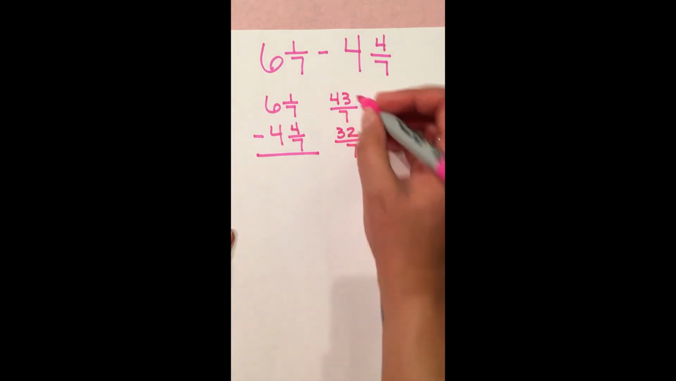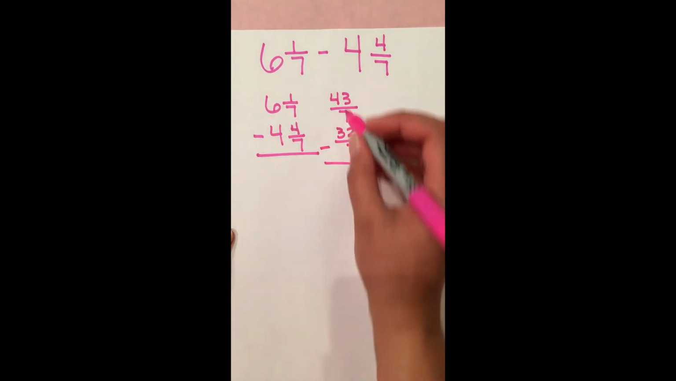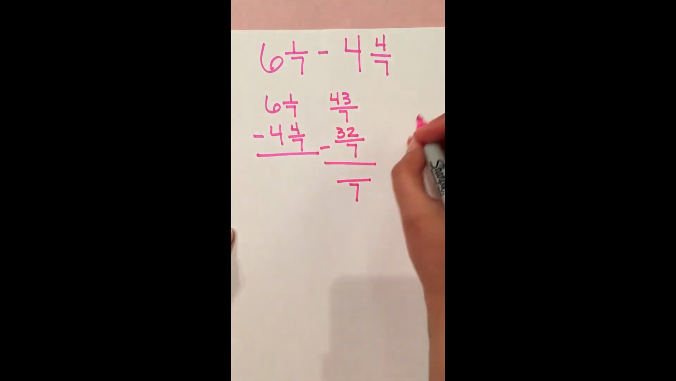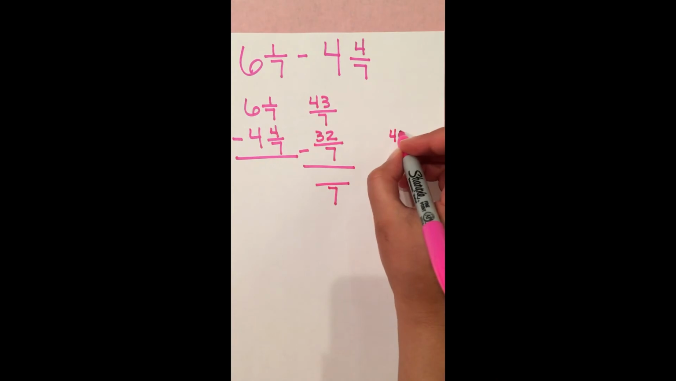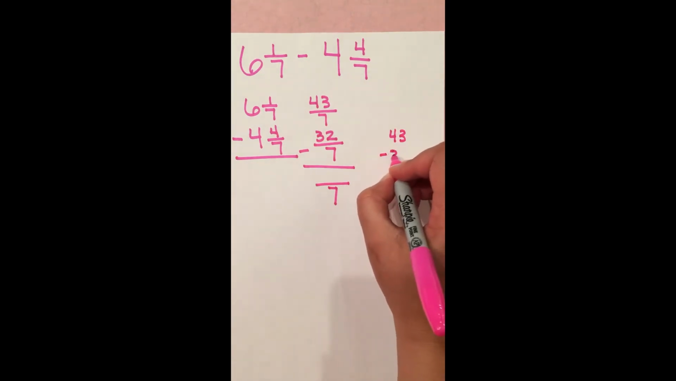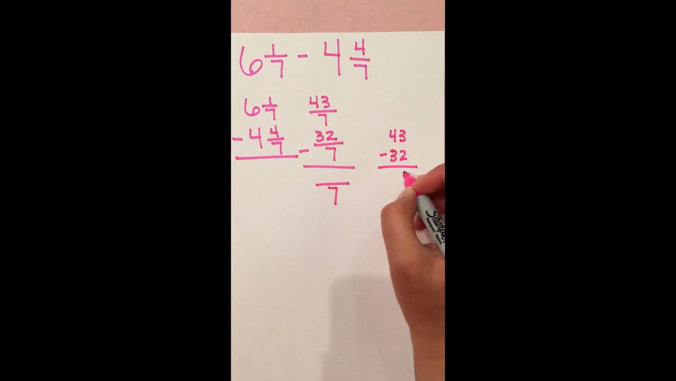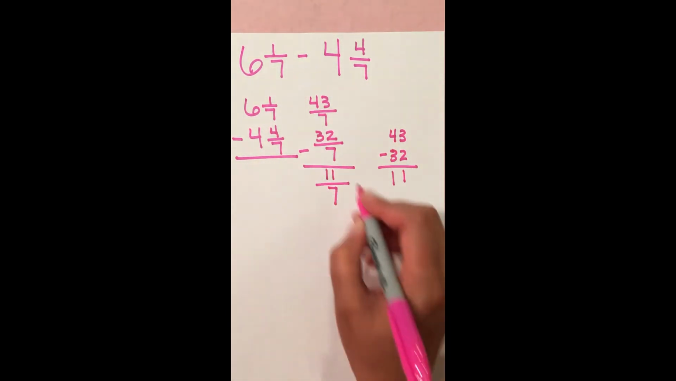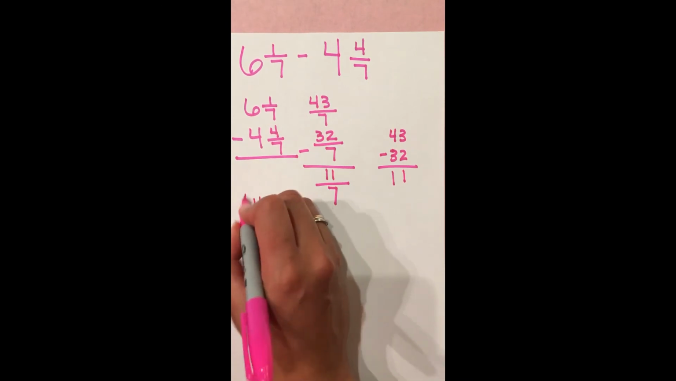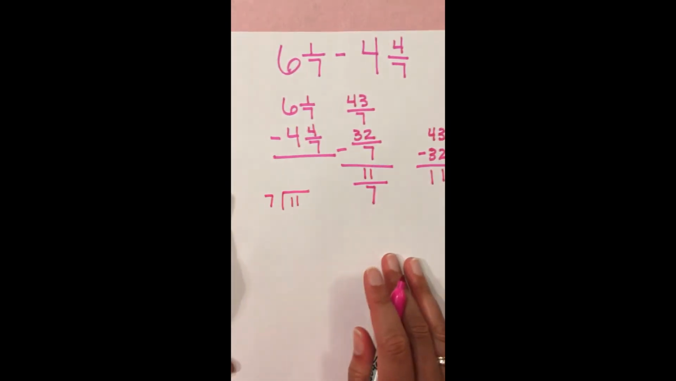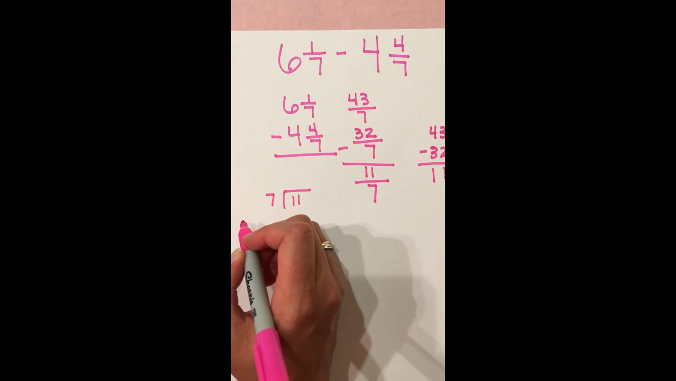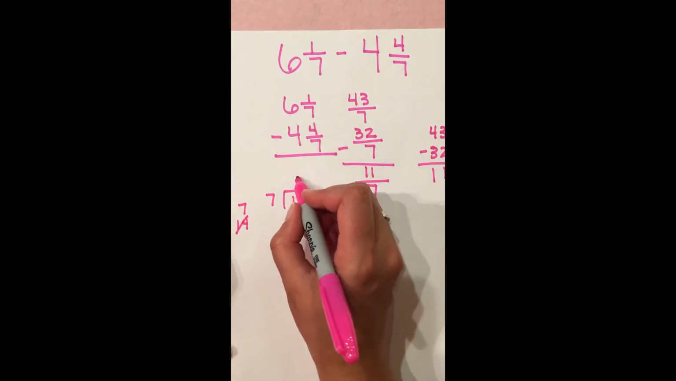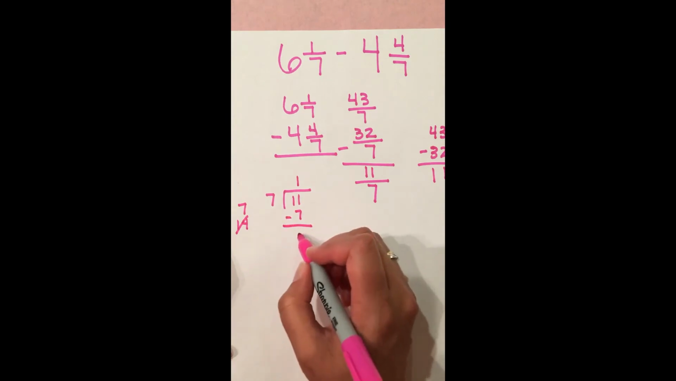Can I subtract 32 from 43? I can. I'm going to drop down my denominator because a golden rule says I never add or subtract. And I'm going to go 43 minus 32. 3 minus 2 is 1. 4 minus 3 is 1. We get 11. Well, we're going to have to convert this. So we're going to divide 11 by 7. We're going to do the multiples. And we're going to go 7, 14. We can stop. 7 goes into 11 how many times? 11 minus 7 equals 4.